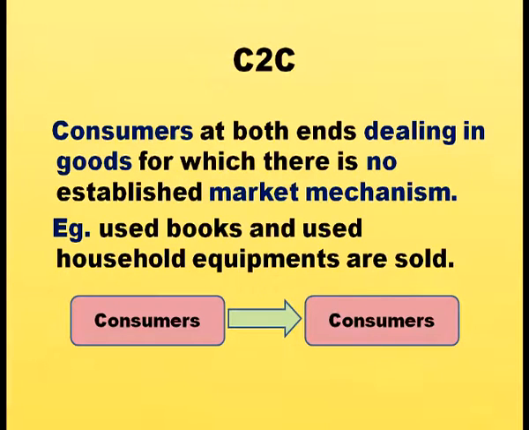That information will be seen by some other consumer and he will request to buy it. That is, a consumer is contacting another consumer, that is C2C commerce. It is very popular in the case of used books, used household equipment, etc. One consumer is contacting another consumer in the case of C2C, and there is no established market mechanism.